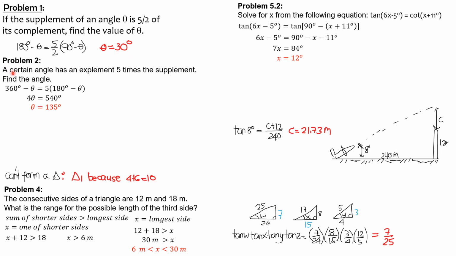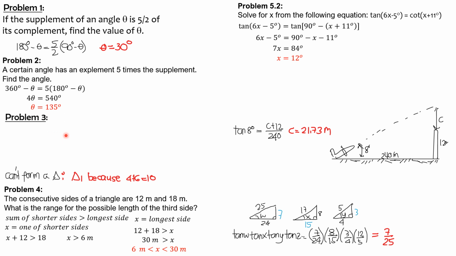Problem 2. A certain angle has an explement 5 times the supplement. Find the angle. So the explement of the angle theta is 360 degrees minus theta. And it is 5 times the supplement. So 5 times the supplement of theta is 180 degrees minus theta. So we have negative 5 theta to the left. So 5 theta minus theta. So for theta, 5 times 180 degrees minus 360 degrees is 540 degrees. Solving for theta, 135 degrees.